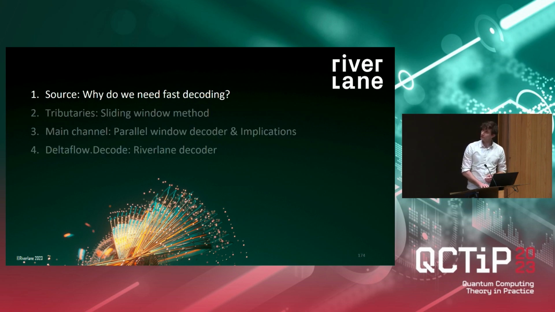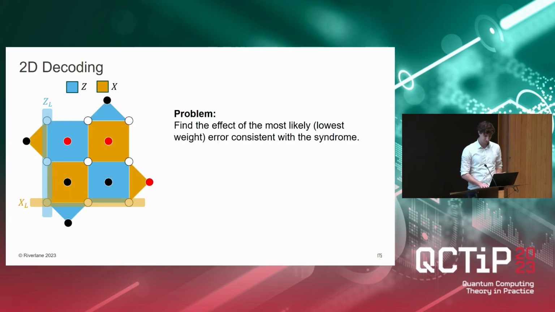So starting from the source, why is fast decoding essential? Surface code is going to be the focus of this talk, but the methods are possibly applicable to other codes as well, and this has been introduced in previous talks, so I'll just quickly review it here. Surface code is described by a planar patch of stabilizers with two logical operators on it, X and Z. In decoding in general, we have a syndrome that is given by these stabilizer checks, and we need to find the effect of the most likely error that is consistent with the syndrome.